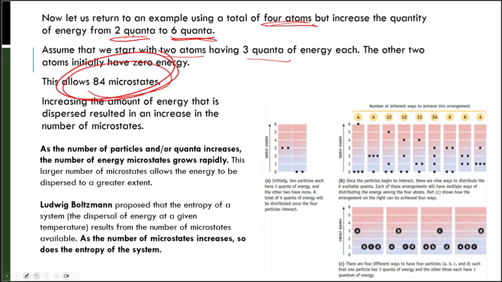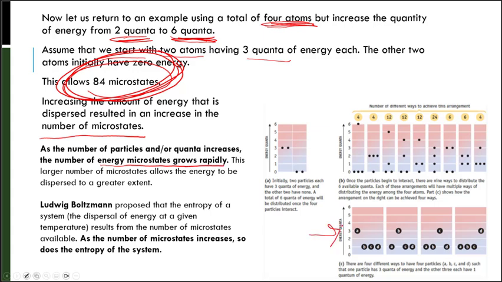That gives us 84 microstates. So when I had 4 atoms with 2 quanta of energy, I had 10. Go from 2 quanta to 6, I then can have 84 different microstates. Increasing the amount of energy that is dispersed resulted in a huge increase in our number of microstates. As the number of particles and our quanta increases, you can see that the number of energy microstates grows rapidly.